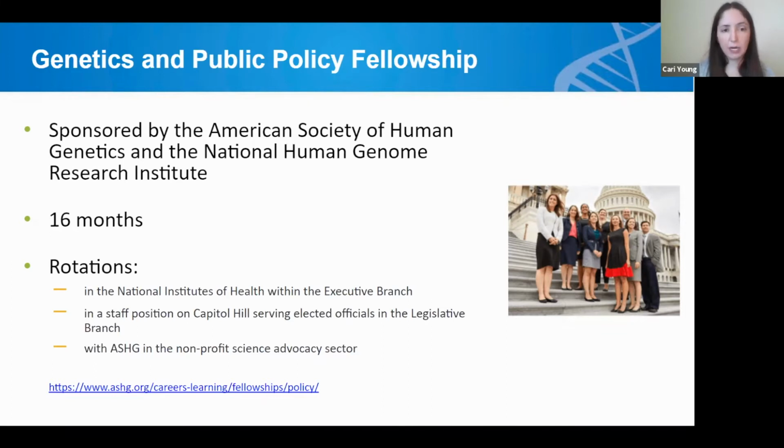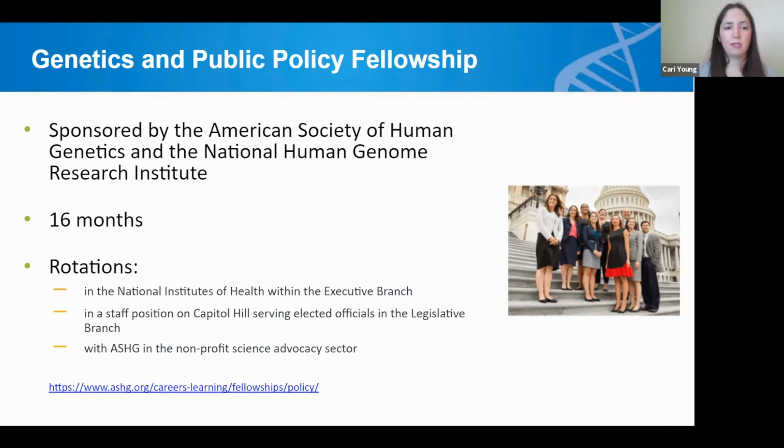It lasts 16 months and it involves 3 different rotations. First, 4 months at the NIH within the executive branch. So that's at the National Human Genome Research Institute, seeing policy from the executive branch perspective. Next is 9 months in a staff position on Capitol Hill. So you'd work with a senator or a congressman or a committee in the legislative branch, which is, as you know, a completely different perspective. These are the folks that are making laws and appropriating funds.